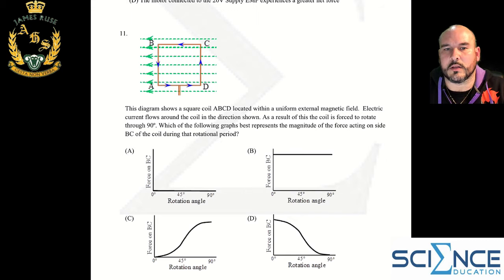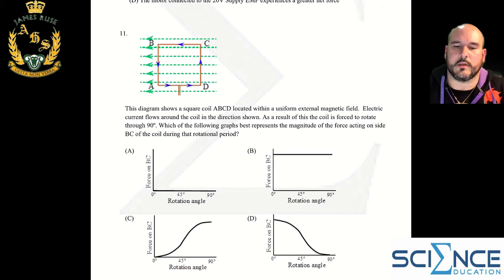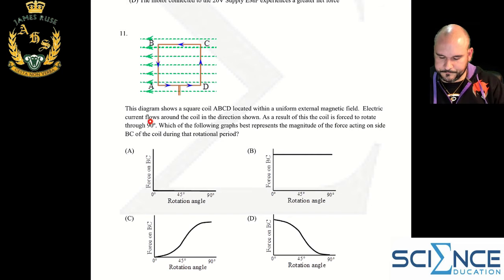BC currently is parallel to the magnetic field, so in our NBIL sine theta we get sine of 0, which therefore means the force is going to be 0. As it rotates, you do your right-hand palm rule, you get side CD coming out of the page, side AB going into the page, so it's going to start to rotate, and side BC is going to start to rotate too, and that's going to create an angle with respect to the magnetic field. We know that force is proportional to sine of the angle, so we should get a sinusoidally varying graph, starting from 0 to 90 degrees, where sine theta is maximum, so we should have a plateau at 90 degrees. The answer is therefore C.